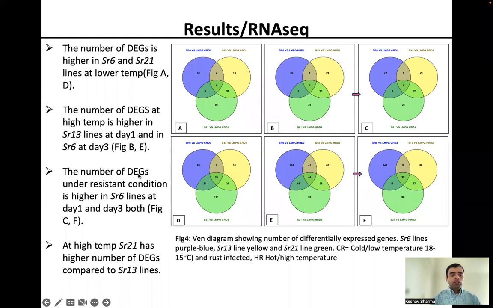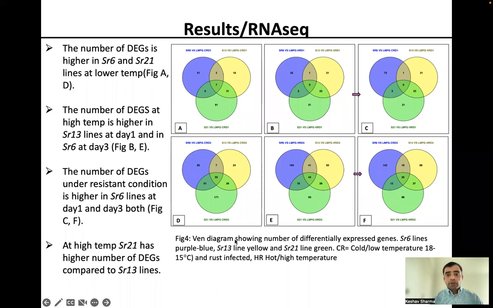The number of DEG under resistant conditions is higher in the SR6 line at day 1 and day 3. So that means, as you see here, SR6 has a higher number of genes compared to SR13 or SR21 at day 1. And even for day 3, under resistant conditions, SR6 has a higher number of genes compared to the others. And at high temperature, SR21 has a higher number of DEG compared to SR13.